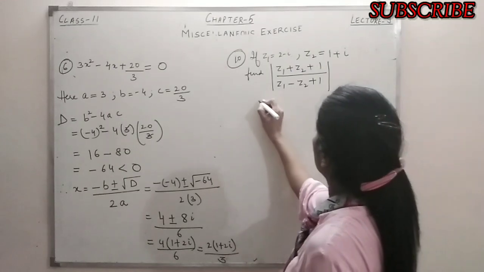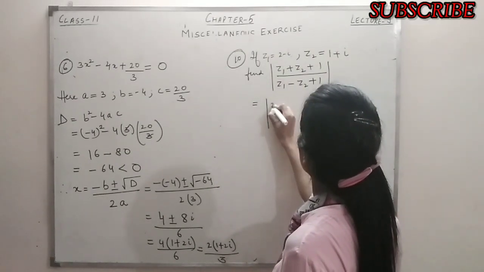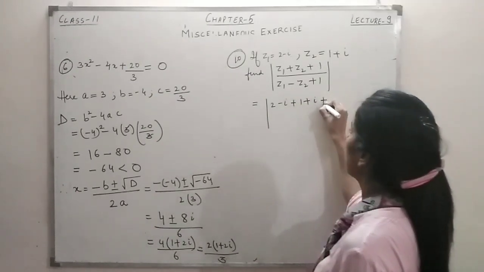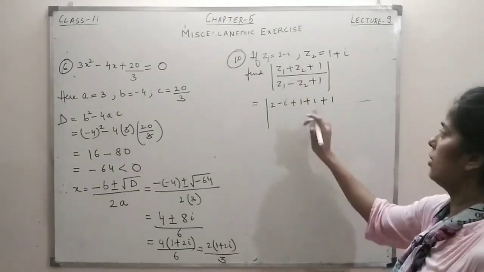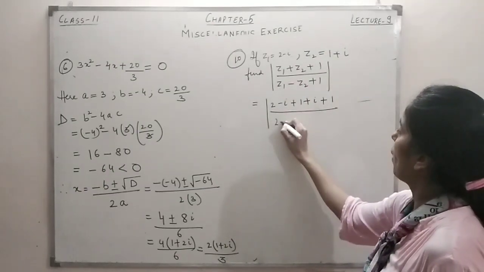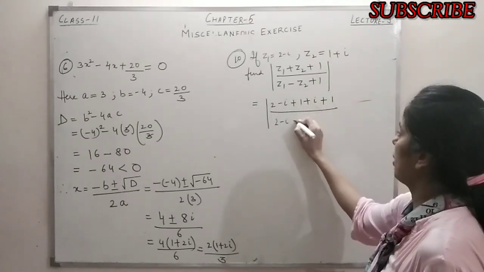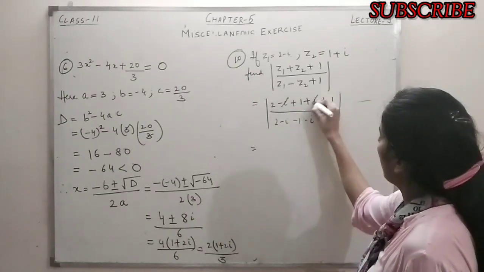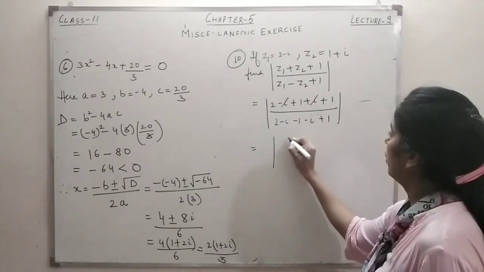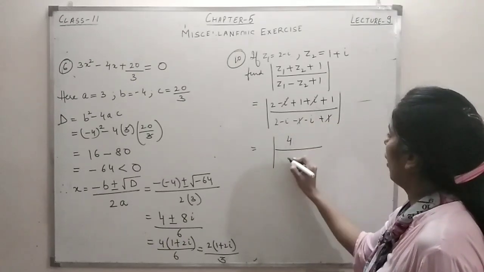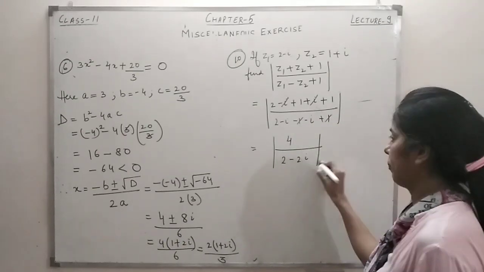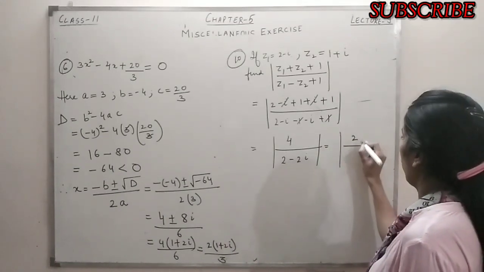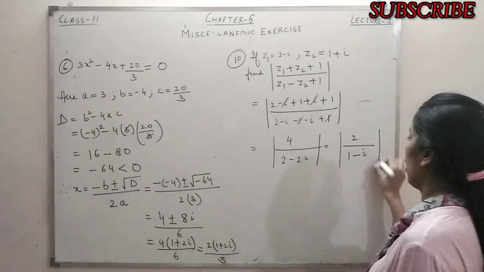So what is Z1? That is 2 minus iota. Z2 is 1 plus iota. Just put the values of Z1 and Z2 in this. And what is Z1 here? 2 minus iota plus the 1 plus iota. And in the denominator, 2 minus iota minus this 1 plus iota, it means minus 1 minus iota, plus 1. Solve it. This iota cancels. So in the numerator we have 4. In the denominator we have 2 minus 2 iota. It's right. By taking 2 common, what we have is 2 upon 1 minus iota.